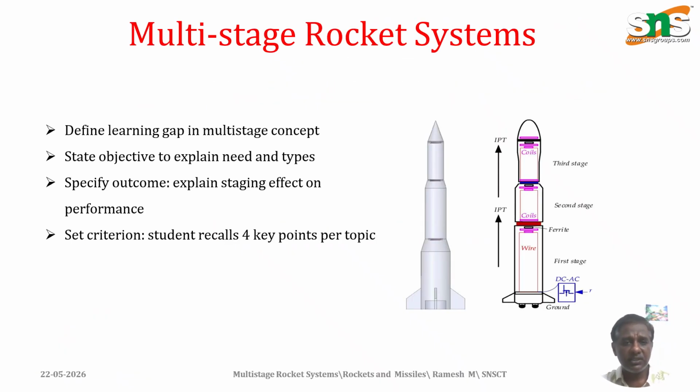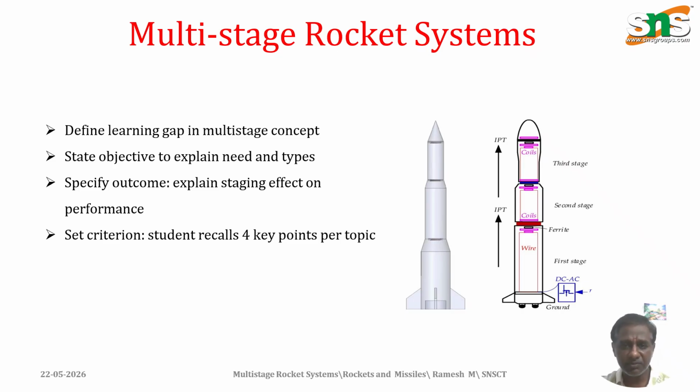First of all, we should know what is a multi-stage rocket system. A multi-stage rocket system is a launch vehicle configuration in which two or more rocket stages are arranged one above another and operate sequentially during flight. Each stage contains its own propulsion system, fuel tanks, accelerator, structural frame, and control components.